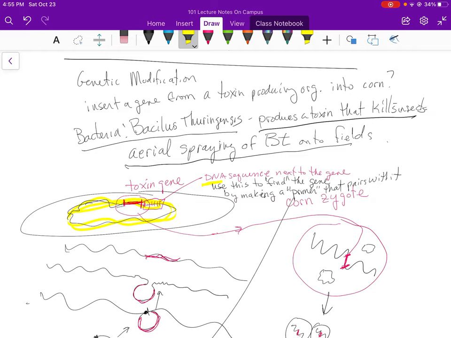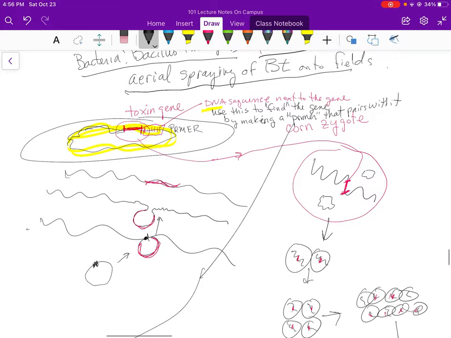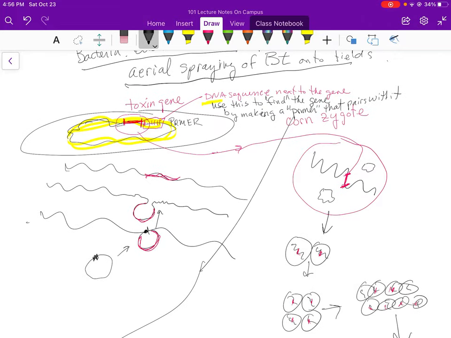So they use that and they call that a primer, all right? And that's a primer that helps them find where the gene is in the bacteria. And so they take that primer and they make use of a thing called a plasmid. Now, a plasmid is a little sort of accessory piece of genome.